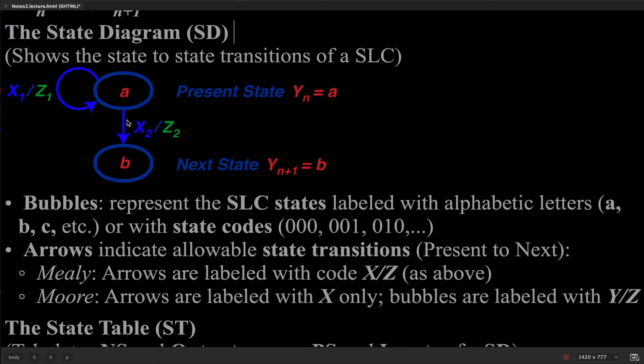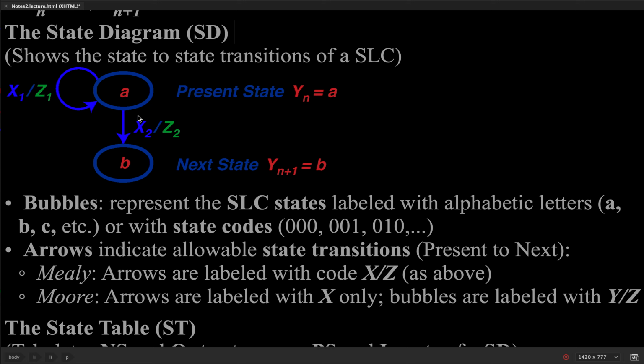Now, the diagram shows 2 arrows. These arrows are indicating action caused by inputs X1 and X2. X2 is the input, and in addition to that, I have a demarcation mark of a slash sign indicating outputs Z1 and Z2. Remember the colors. Red is indicating a present state or the next state. Blue is indicating an input, and green is indicating an output.